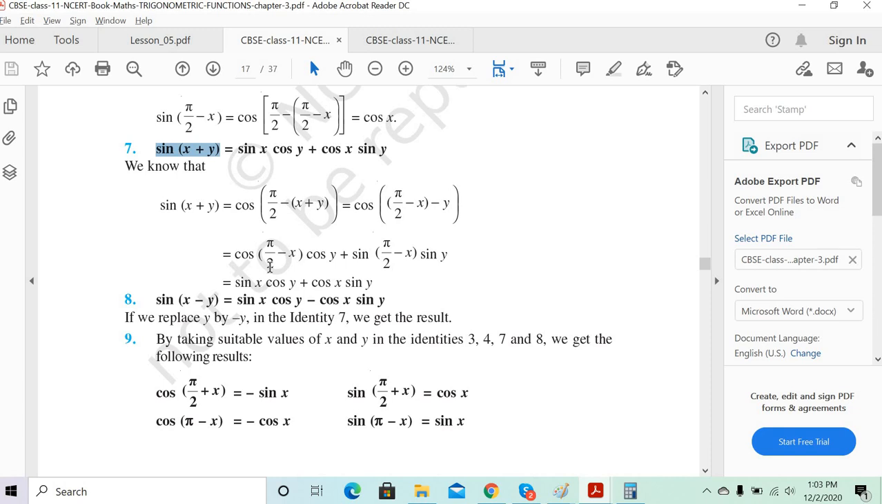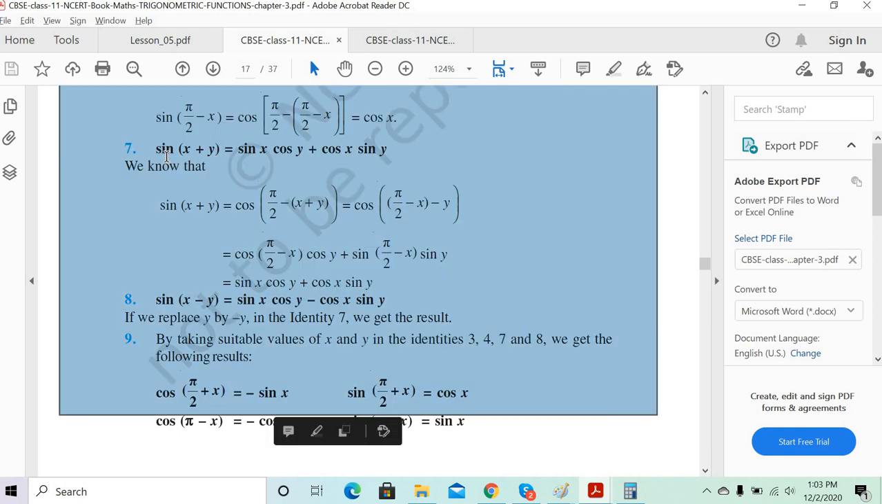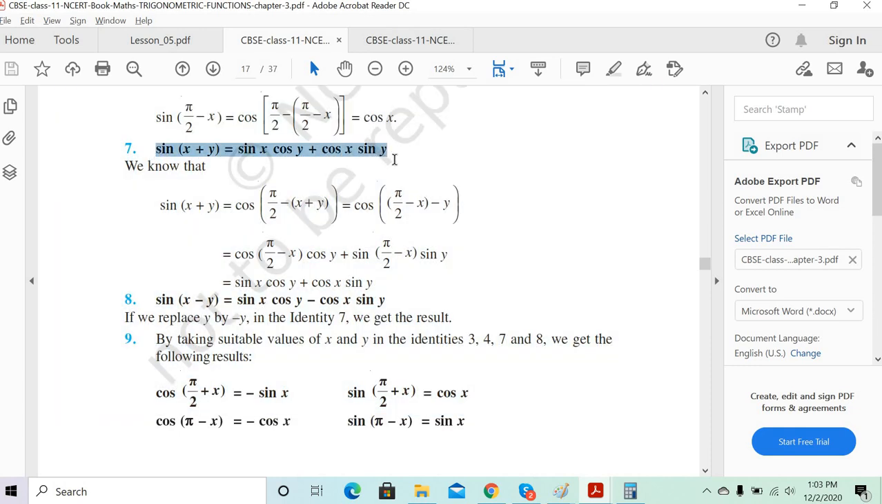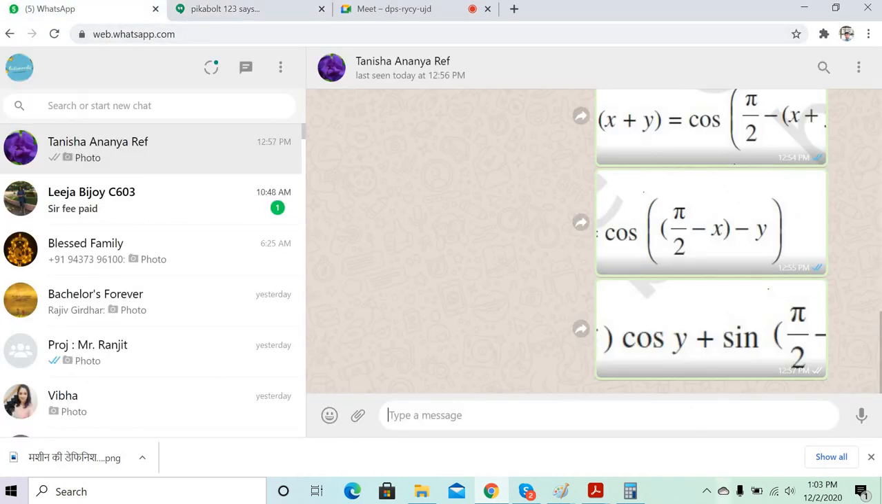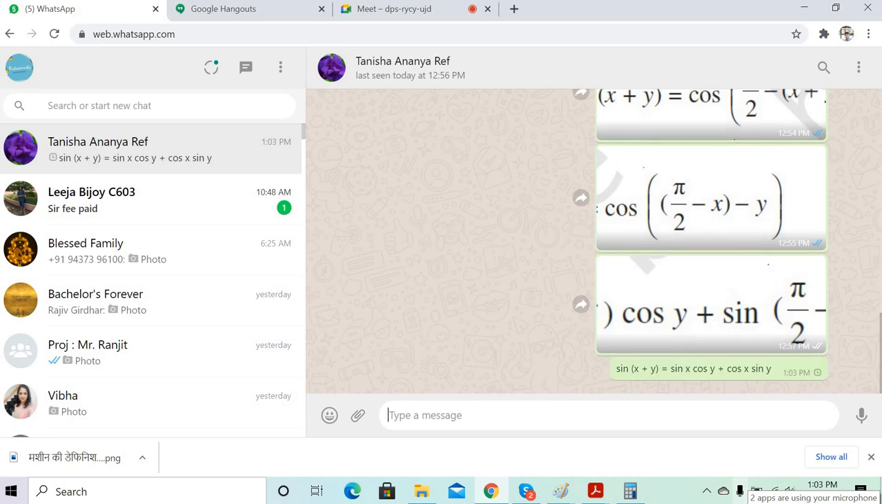Correct? So we have to use 90 minus theta 1, right? No. Whatever formula you derived, sin(x + y) = sin x cos y + cos x sin y. Correct? In this formula only, substitute y as minus y, so it will become the sin(x − y) formula. You don't have to solve again separately. Just put negative of y.